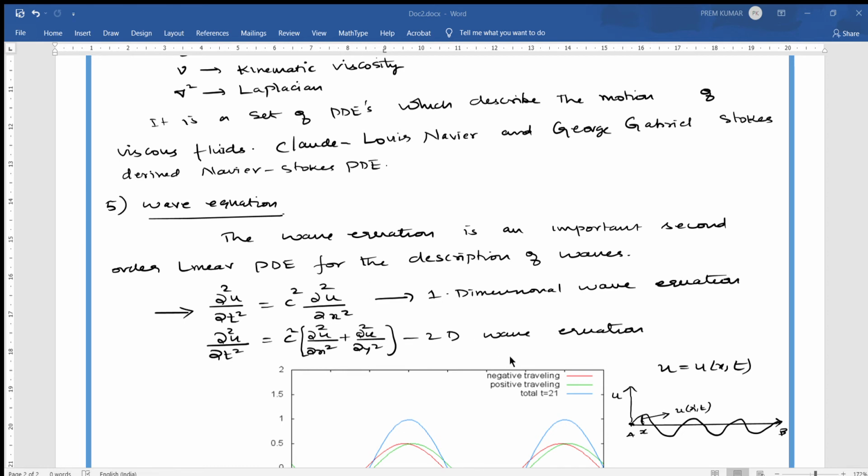Vibrating strings such as a musical instrument were first studied by D'Alembert, Euler, Bernoulli and Lagrange. These are the four persons who started investigating the vibrating string such as musical instruments. But D'Alembert discovered the one-dimensional wave equation. D-A-L-E-M-B-E-R-T. And within 10 years, Euler discovered the three-dimensional wave equation. So the wave equation was mainly found by D'Alembert and Euler.